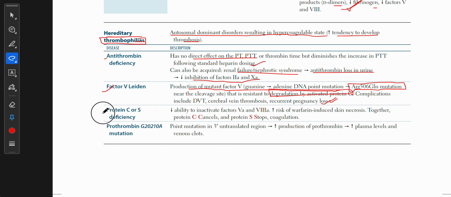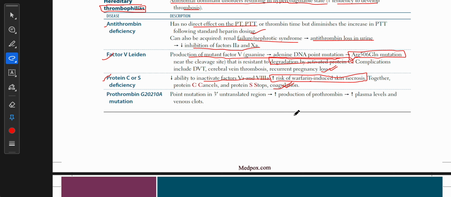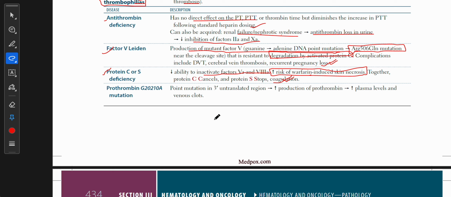Another disease here is protein C or S deficiency, which leads to decreased ability to inactivate factors 8A and 5A. So there is an increased risk of warfarin-induced skin necrosis in protein C and protein S deficiency cases, right? Together, protein C cancels and protein S stops. That is what occurs in coagulation. The coagulation is cancelled, C for cancelled by protein C, and S for stopped by protein S. So protein C and protein S deficiency have an inability to inactivate factors 5A and 8A.